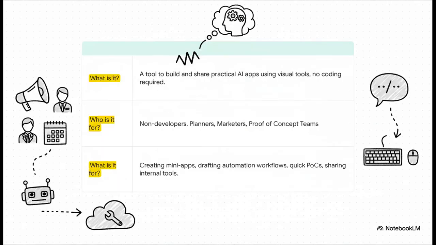The magic of Opal is that it really empowers the non-developers on your team. We're talking about planners, marketers, anyone who needs a proof of concept. They can create a simple app just by describing what they want in plain English. Some people are even calling it vibe coding.